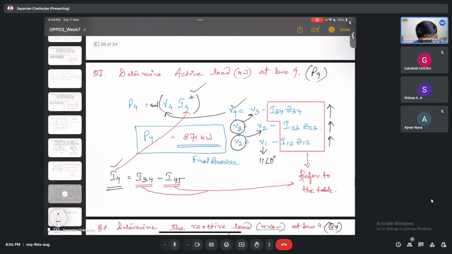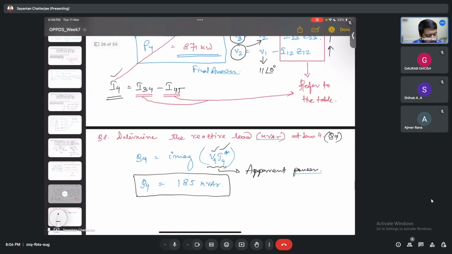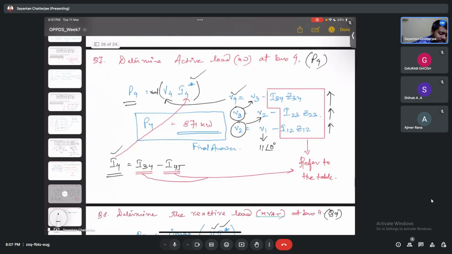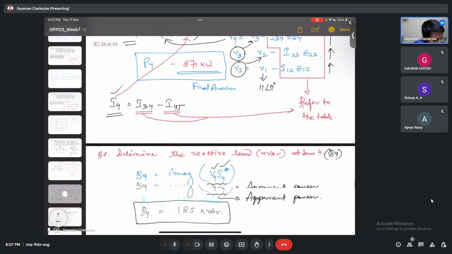While calculating, we will get the apparent power, and then we use only the part we need. This is question number 7, the active power. For question number 8, it is the reactive power. So the real part of V4 I4 conjugate is the active power, and the imaginary part would give the reactive power. Nothing else we need to do. In the previous calculation itself, we will get the apparent value. Only take the real part to get the real power, and only take the imaginary part to get the reactive power. The calculation remains the same as the previous one.